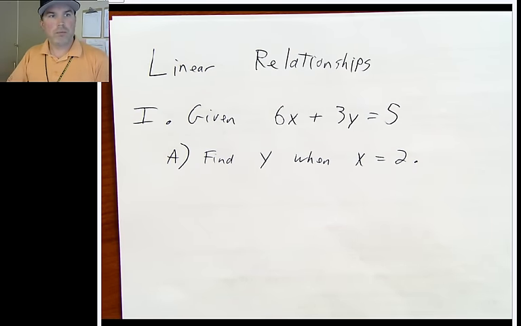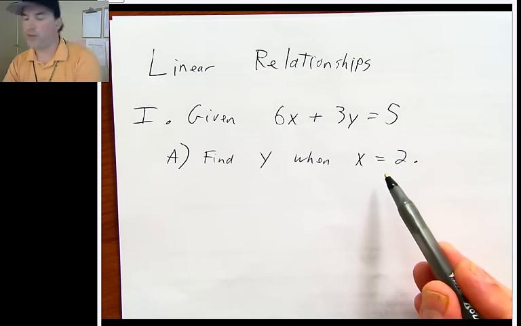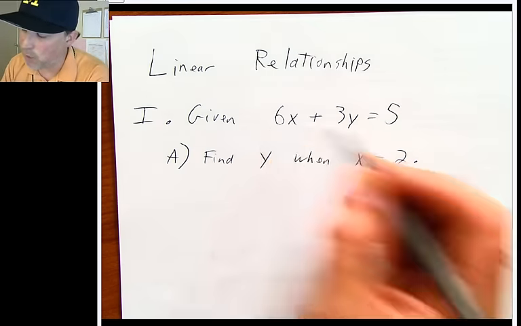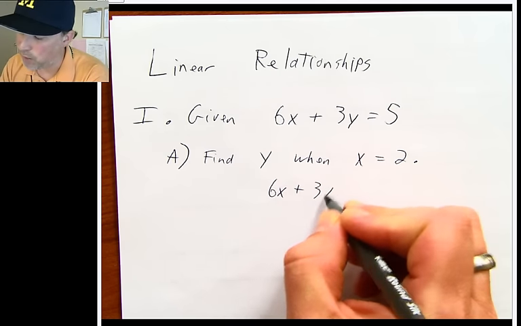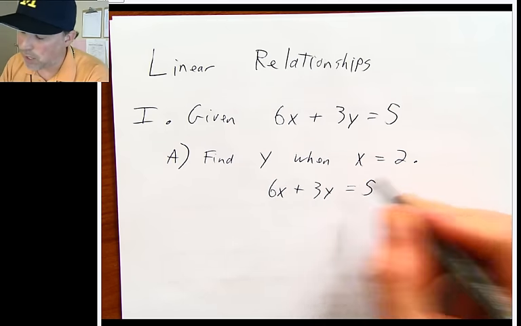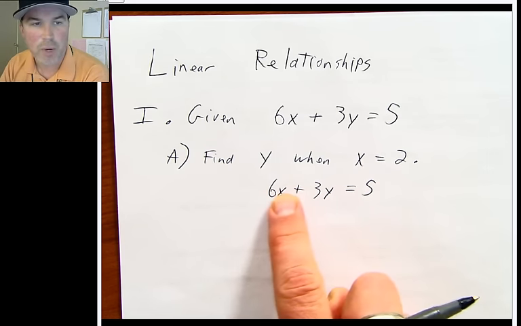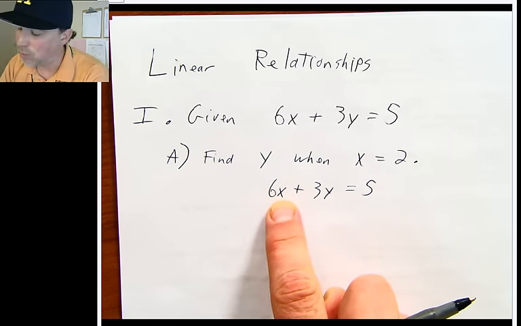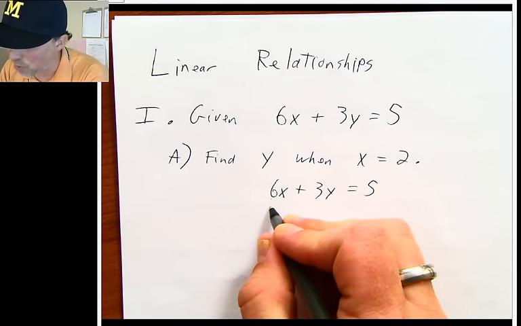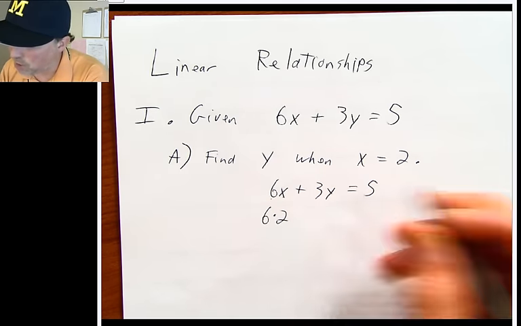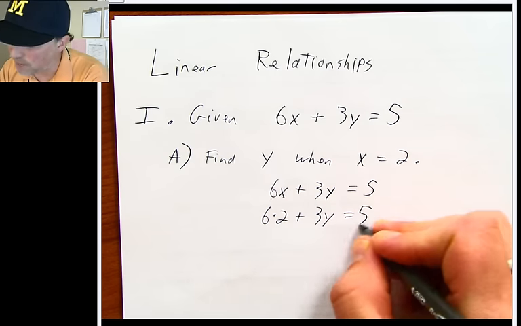Okay, well, first thing you want to do, they tell you right here that x is equal to 2. So we want to take our equation and rewrite it. It's always good to rewrite the entire equation first. And then everywhere we see this x here, we're going to plug in a 2. And of course, when a 6 and an x are right next to each other, that means multiply. So I have 6 times 2 plus 3y equals 5.